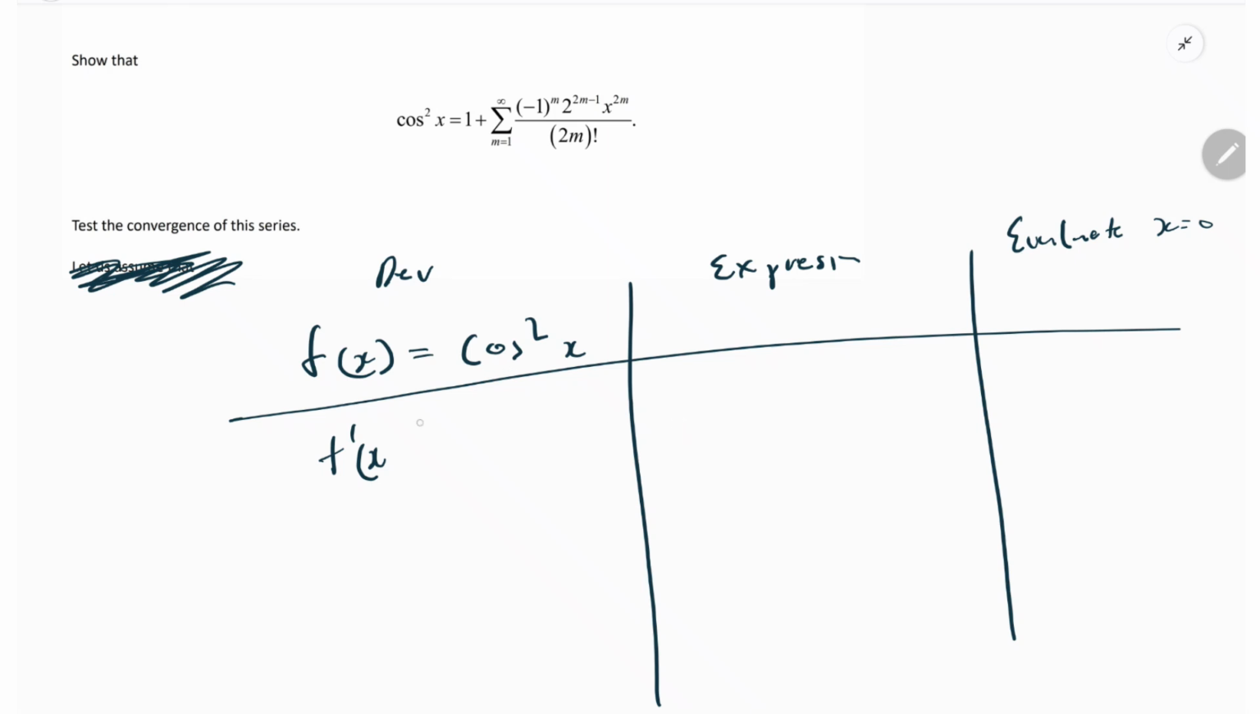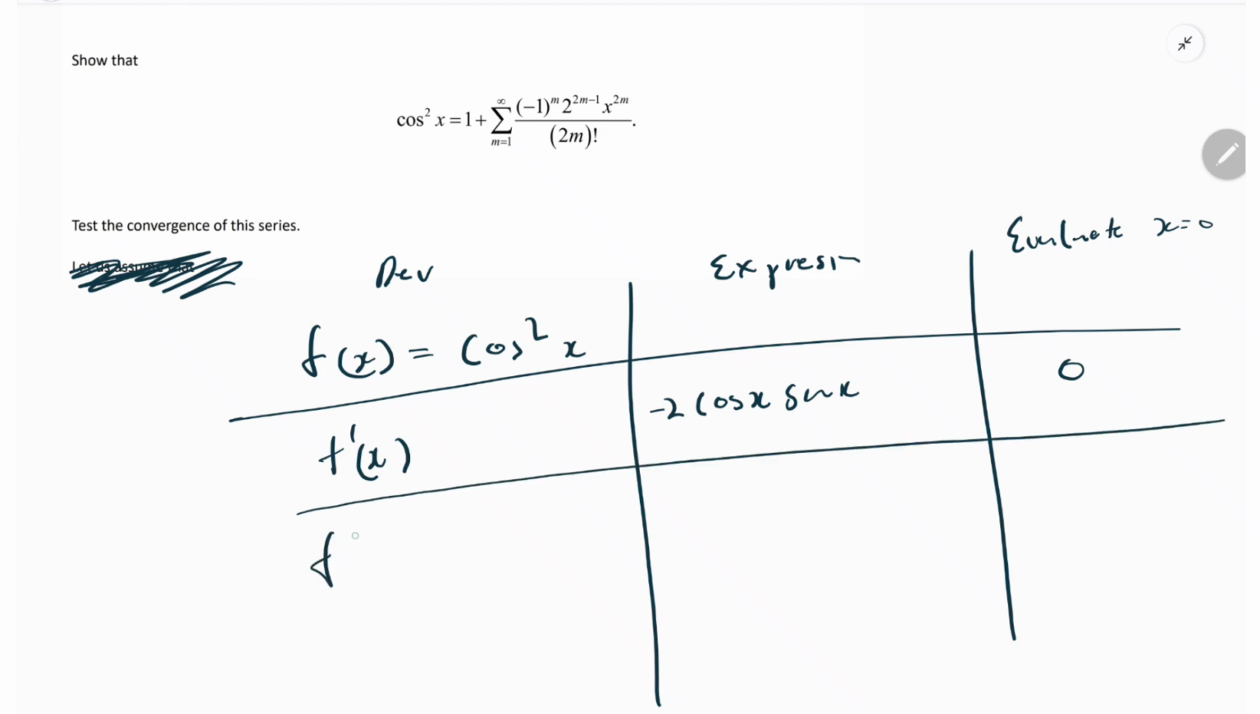I'll probably use the chain rule because it's cos x then squared inside, so I'll derive outside then inside. You get the point. So if I do that, you'll see it like that, 2 cos x sine x, and if I evaluate at 0, sine 0 is just going to yield exactly 0. Okay, yes, it's 0. Move to the next step.